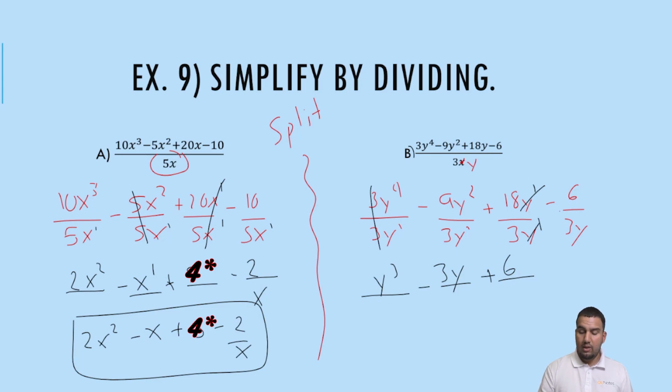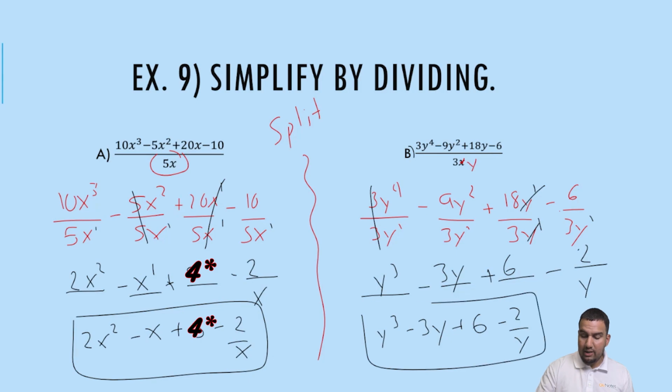It's the same thing. And then the last one, I'm going to go ahead and draw a fraction, minus sign in the middle. 6 divided by 3 is 2. 6 is bigger on top. And the y to the 1 has nothing to combine with, so it's going to stay on the bottom. So now when I write my final answer, it's going to be y cubed minus 3y plus 6 minus 2 over y. And that would be my final answer.